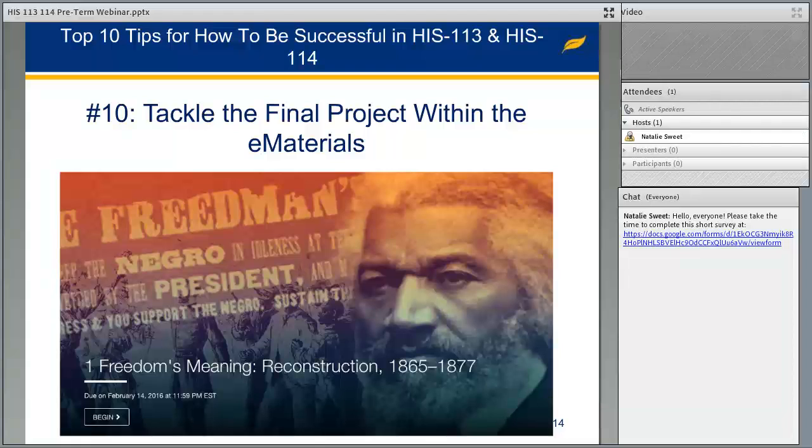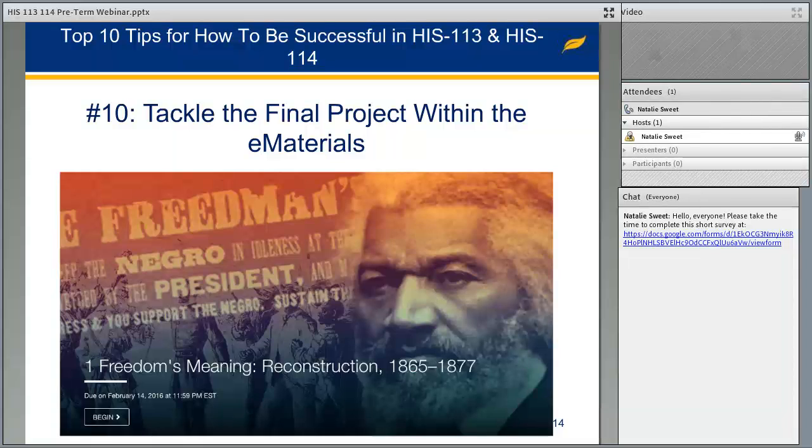And finally, talking about the final project, and this is something I really want you to keep in mind as you move forward in your History 113 and 114 class, tackle the final project within the eMaterials. Now, if you have taken other courses at SNHU, you may have been used to writing papers not within a template. You may have made an outline or worked on different portions of the paper. In History 113 and 114, this is structured.